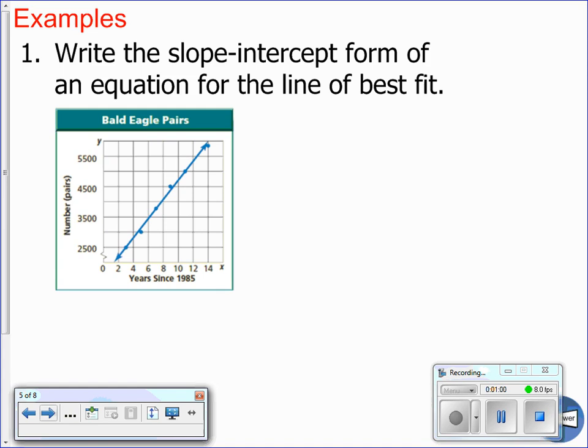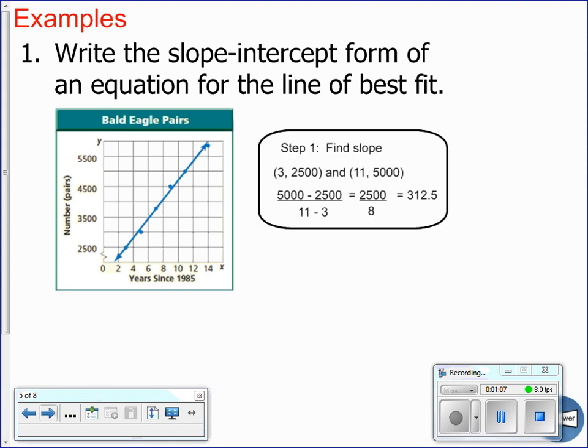So I'm writing an equation in slope-intercept form for the line of best fit. The first thing we have to do is find the slope. So we use the 2 points, (3, 2,500) and (11, 5,000). So I subtract 5,000 minus 2,500 over 11 minus 3, so that's 2,500 over 8, which gets us 312.5.